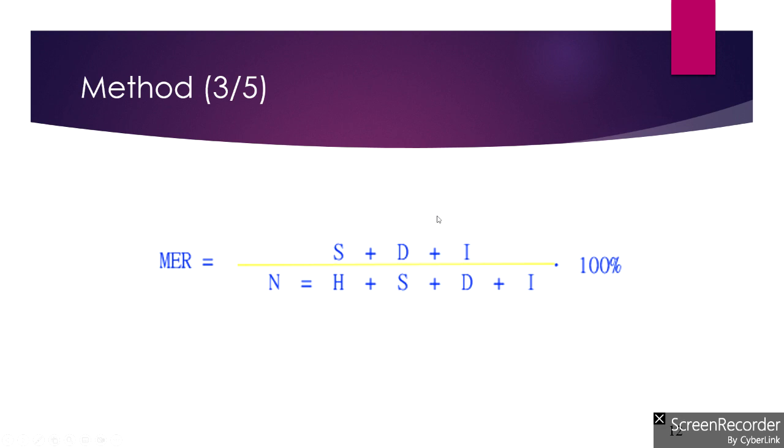The lower the MER, the better the ASR system is at accurately recognizing speech. S, D, and I represent the total number of errors made by the ASR system, while H represents the total number of correctly recognized letters. MER is an important metric for evaluating the performance of ASR systems.